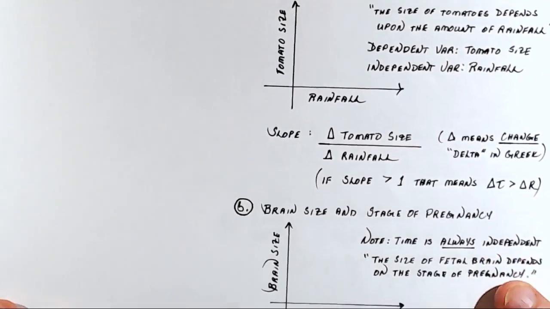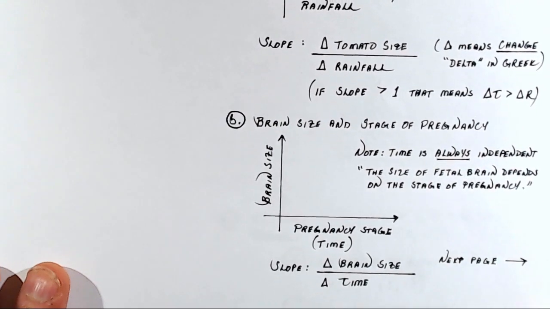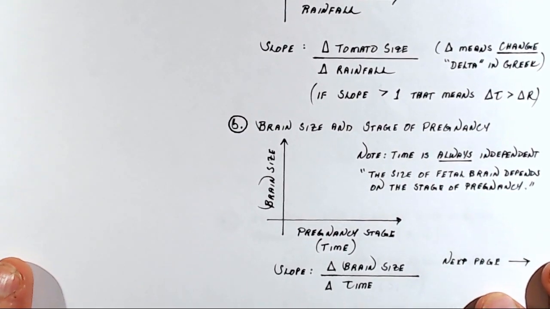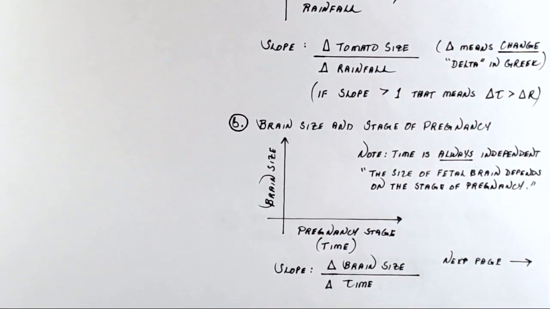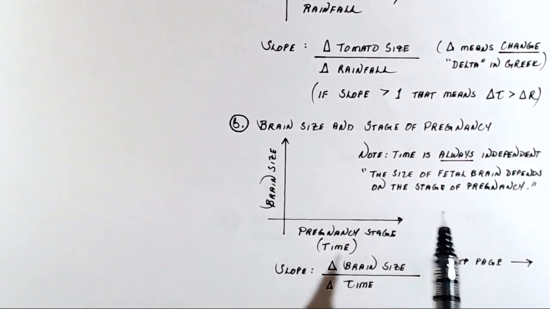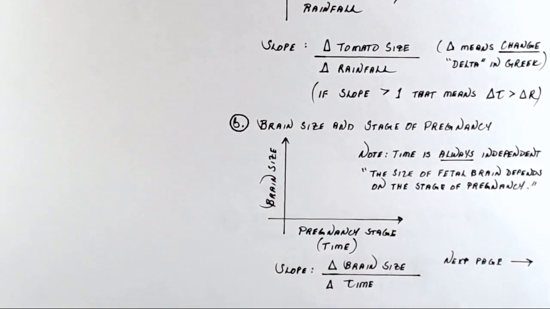Here's another example: brain size and stage of pregnancy. Now, I'm not here to get into some kind of argument about pro-life or pro-choice. That's not for this class. I'm merely trying to bring in something from the real world that you might be able to relate to. So, brain size and stage of pregnancy.